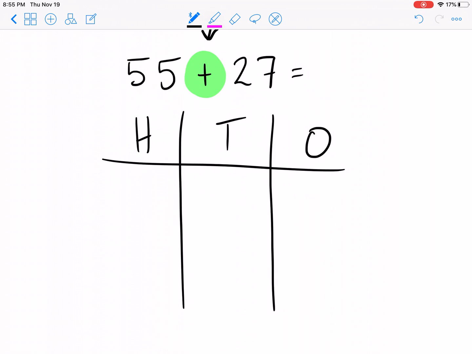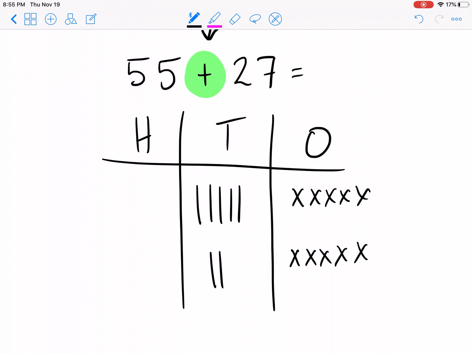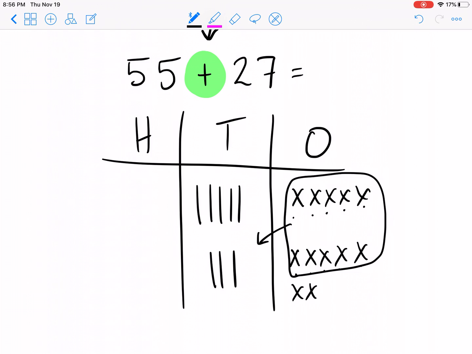So we need to build both numbers in our chart here. So 55, 1, 2, 3, 4, 5, 5 tens, 1, 2, 3, 4, 5, 5 ones. And then 27 is 2 tens and 7 ones. So, like subtraction, in addition, we start in the ones place first. 1, 2, 3, 4, 5, 6, 7, 8, 9, 10. Oh, I see my 10 ones. I'm going to regroup, make my new 10 there.